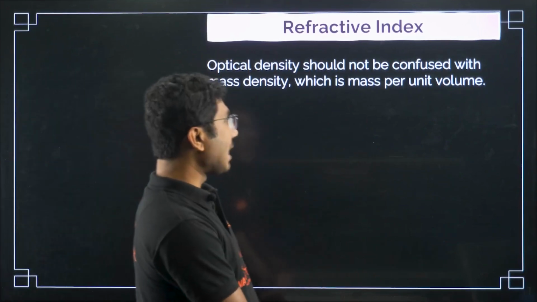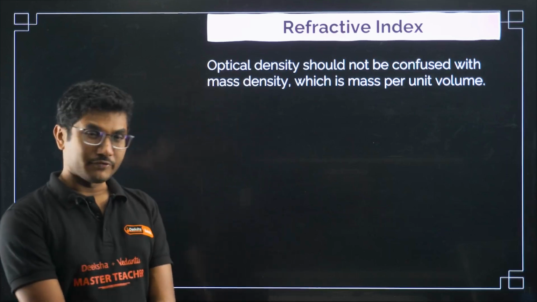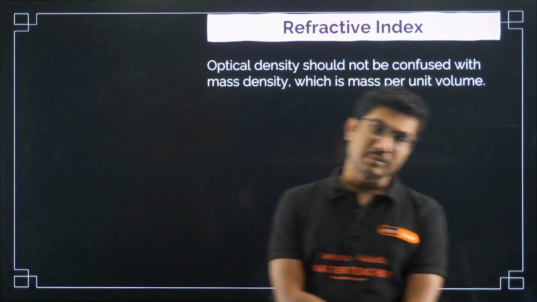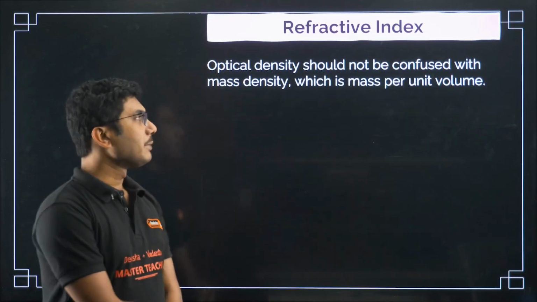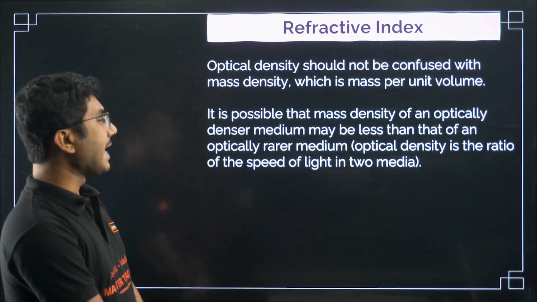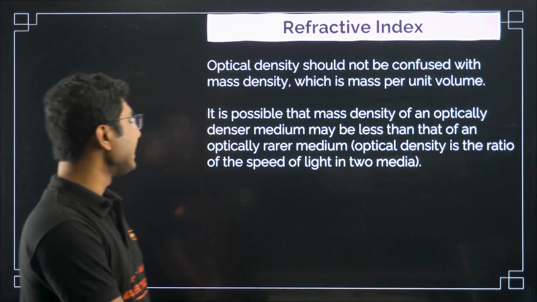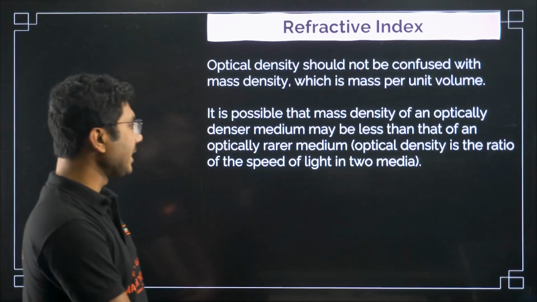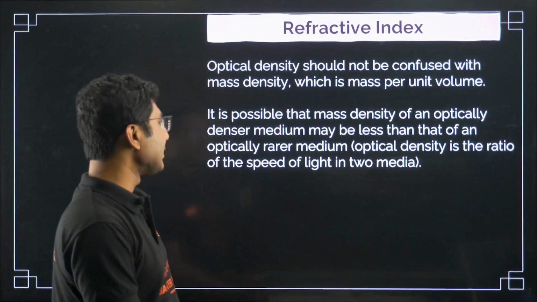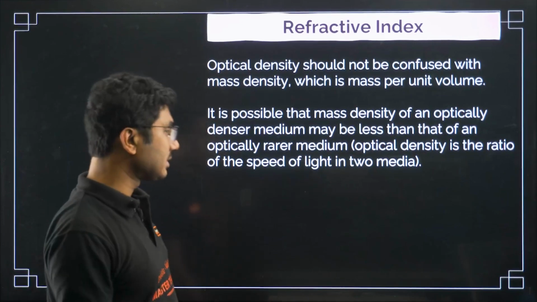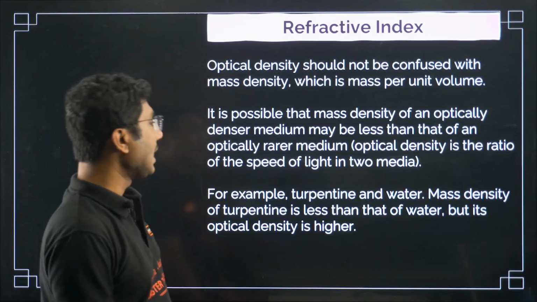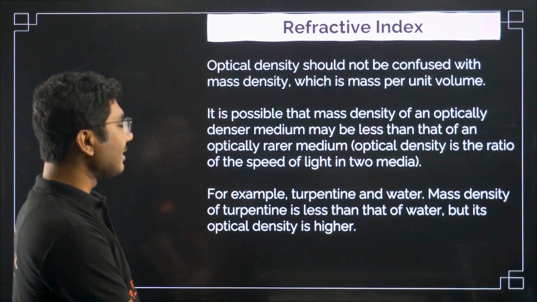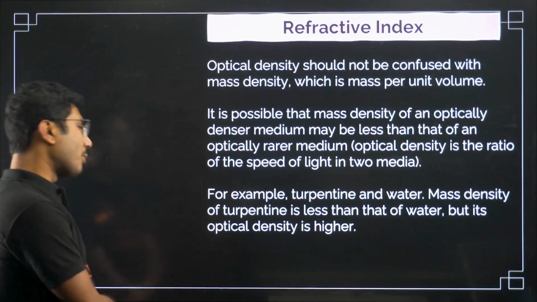Okay, mass density is mass per unit volume. Optical density is solely based on the relative refractive index of the medium. It is possible that the mass density of an optically denser medium may be less than that of an optically rarer medium. Optical density is the ratio of the speed of light in the two media. We'll come to that. For example, turpentine and water. The mass density of turpentine is less than that of water, but its optical density is higher.